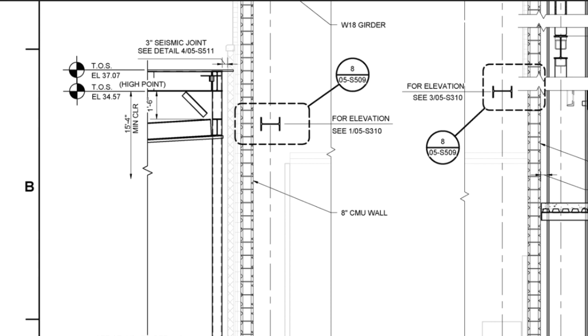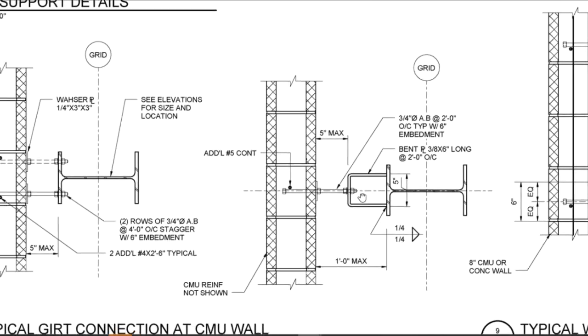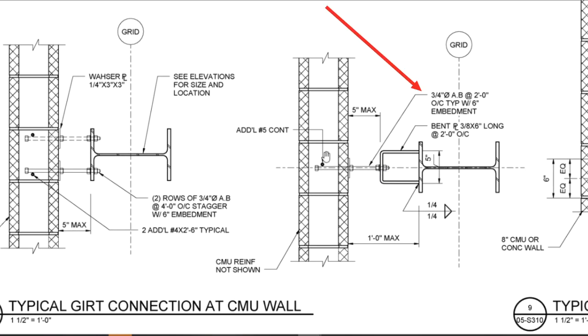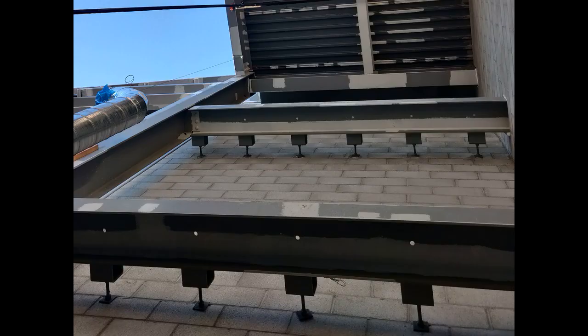let's review detail 8 on S509, where we can see 3/4 anchor bolt installed 2 feet on center with 6-inch embedments. The bent plate must be spaced 5 inches max from CMU wall. An additional number 5 bar shall be installed above the anchor. In the attached picture, you can find this detail after CMU wall erection.